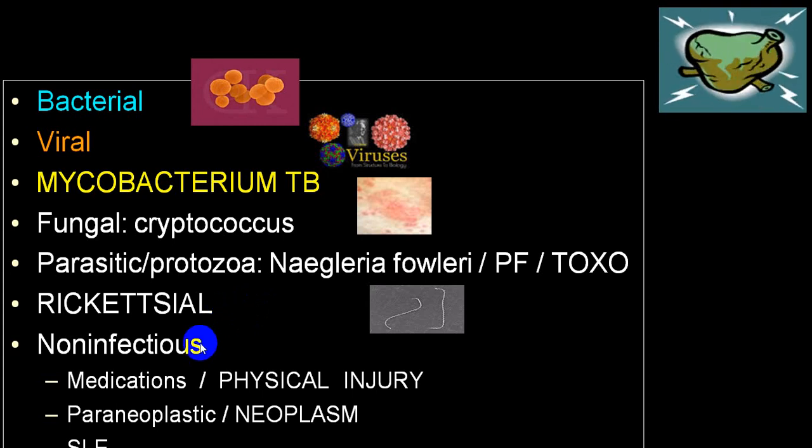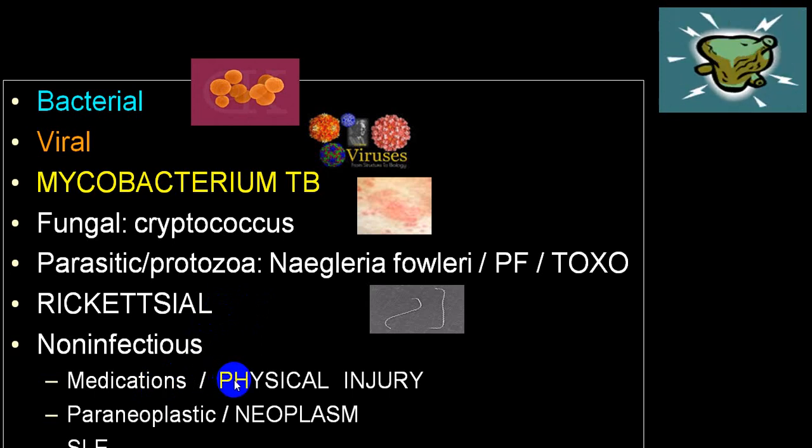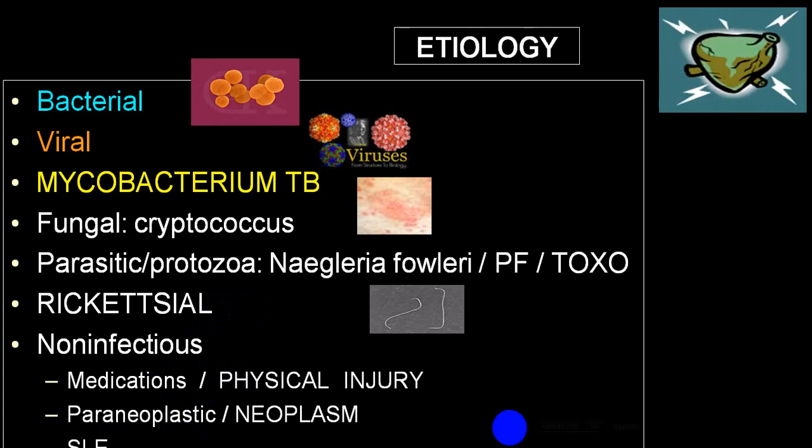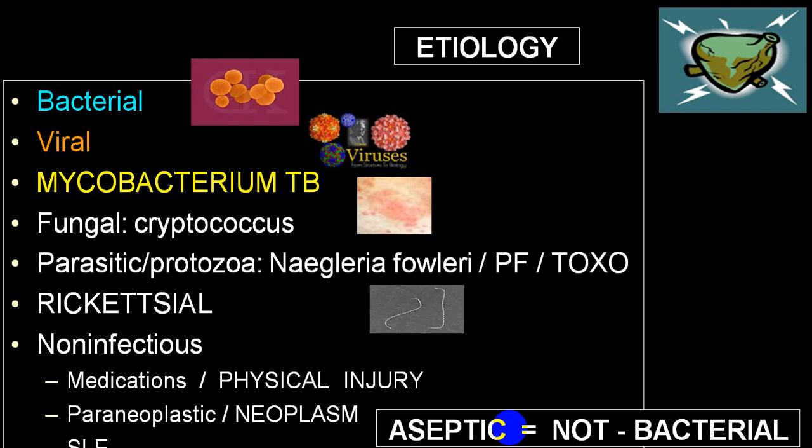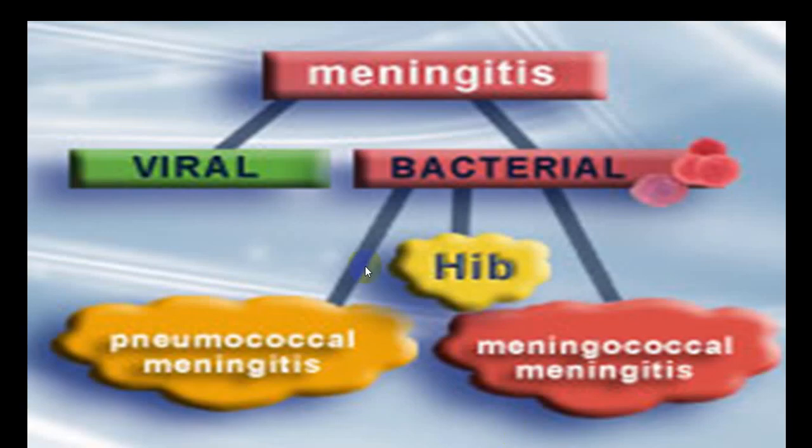Among the non-infectious group, there are drugs, or maybe physical injury, or maybe paraneoplastic, or even vasculitis in case of SLE. These could be some of the other causes. So, aseptic meningitis is non-bacterial. So, we divide into two big groups, viral and bacterial.